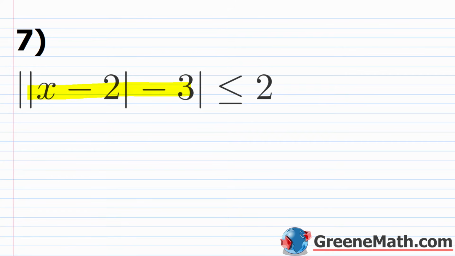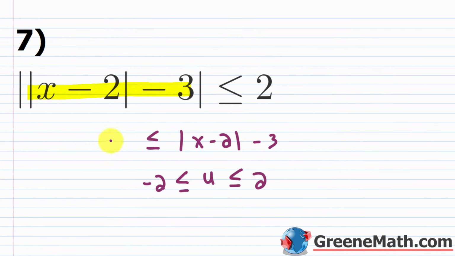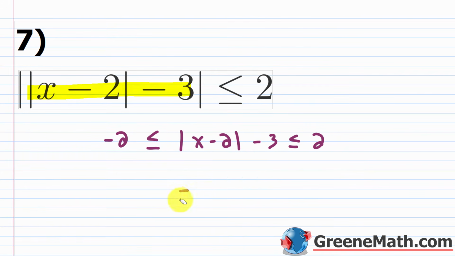Again, you can just think about that as being u. So if the absolute value of u is less than or equal to 2, then u is greater than or equal to negative 2 and less than or equal to positive 2. So let's just write this out. We would have the absolute value of x minus 2, then minus 3, and this is going to be greater than or equal to negative 2 and less than or equal to 2. Okay, so let's work on this now.